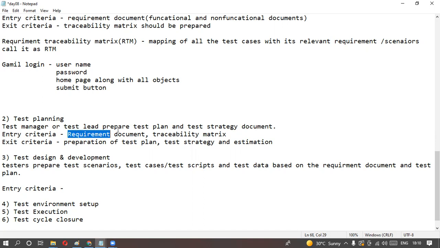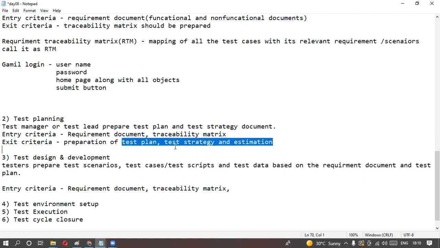Understanding the requirements. Requirement traceability, test plan and test strategy.